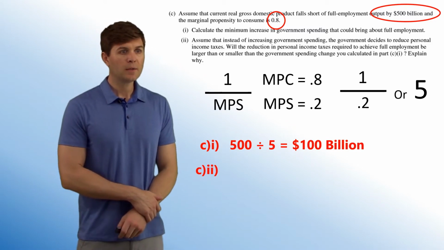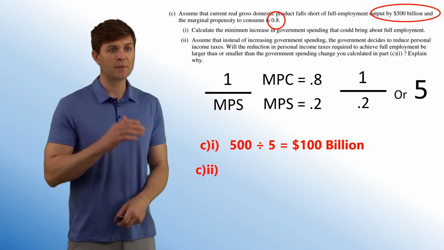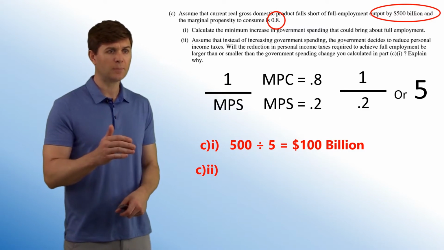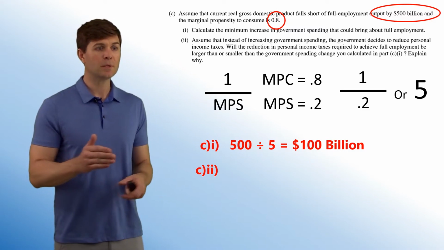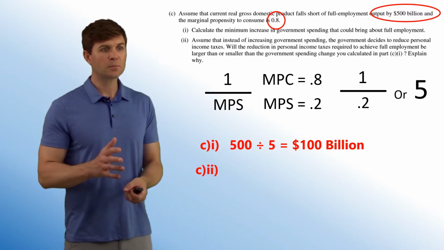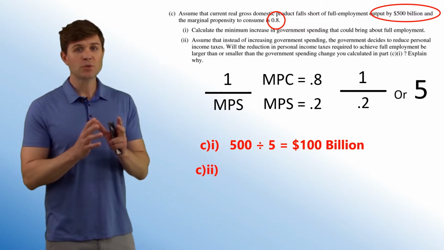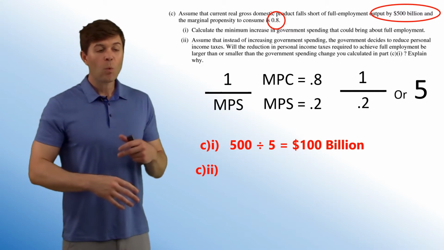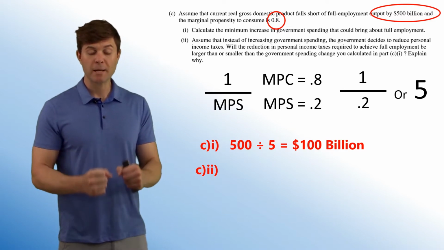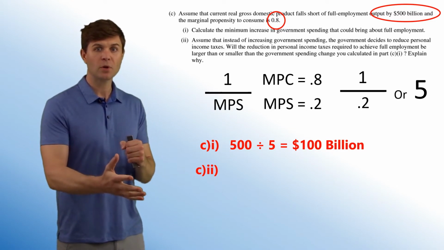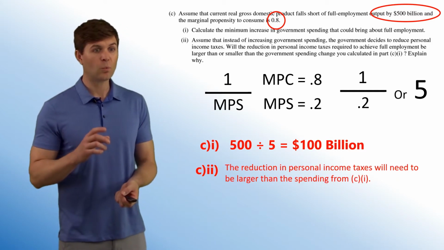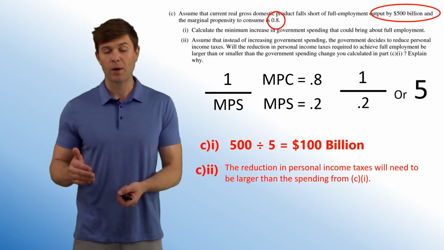All right, the second part says assume that instead of increasing government spending, the government decides to reduce personal income taxes. Will the reduction in personal income taxes required to achieve full employment be larger than or smaller than the government spending change you calculated in Part C? Explain why. Now that's a mouthful, but make sure you read through those carefully, because this one's asking what's going to be bigger. Is the tax cut going to need to be bigger than the spending increase or smaller than the spending increase? In this case, the reduction in personal income taxes will need to be larger than the spending from C.